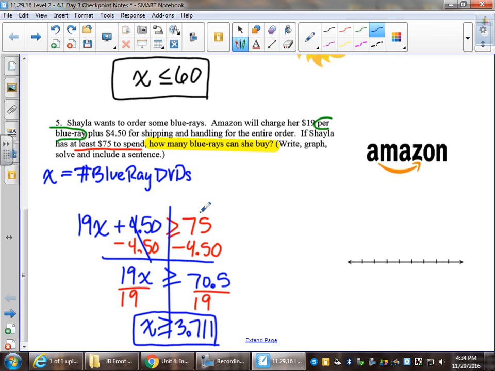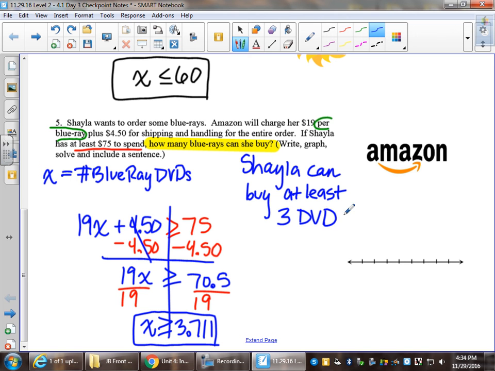Well, X is the number of Blu-rays. So Shayla can buy at least 3 DVDs. We don't take into account pieces. So the whole number of 3 is what we pay attention to for the number of DVDs.